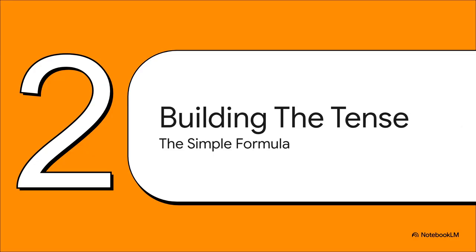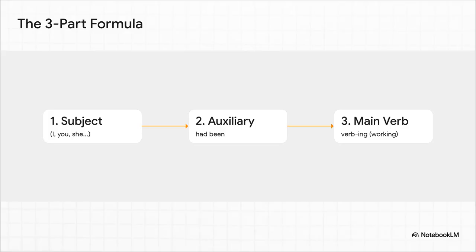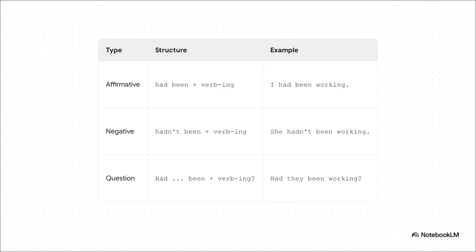So how do we actually build this awesome time machine? Well, the best news is the formula is shockingly simple. Seriously. It's just 3 little pieces. First, you grab your subject. Then, you add the magic words, had been, and finally, you just tack -ing onto your main verb. That's it. And it works the same for everybody. I, you, she, they, everyone gets had been. No exceptions.